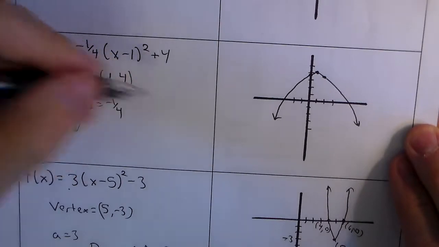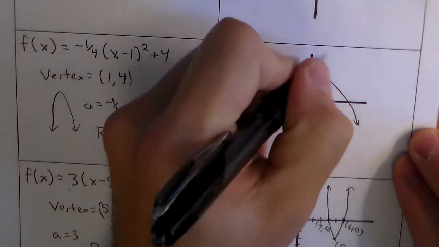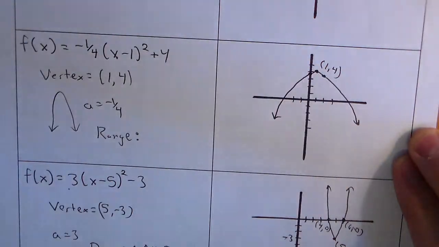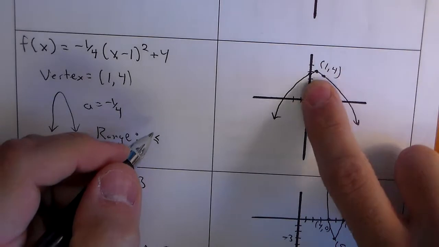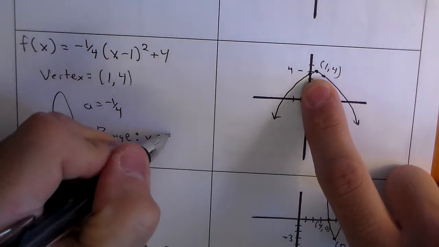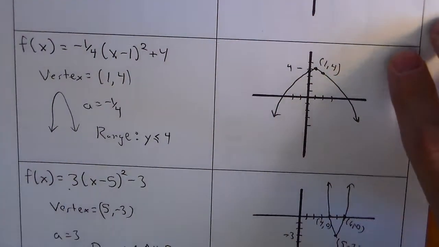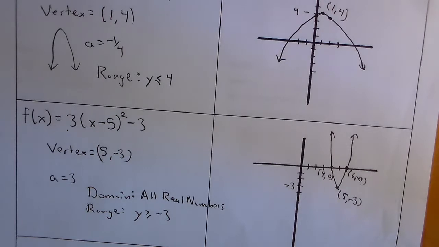If I looked up at this problem, I would say that the range, because the vertex is 1, 4, and it's opening down, is going to be less than or equal to 4 here, because it reaches a maximum of 4 and then goes down. So it's just the difference between the two. If it opens up, it's going to be greater than or equal to. If it opens down, it's going to be less than or equal to.